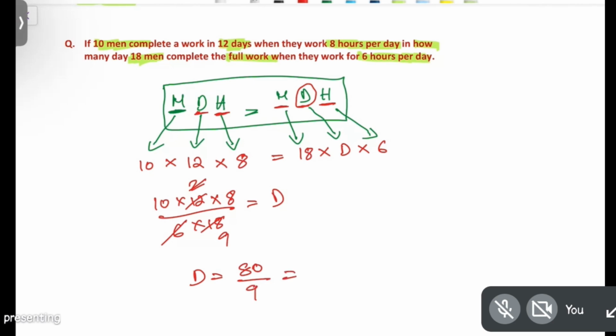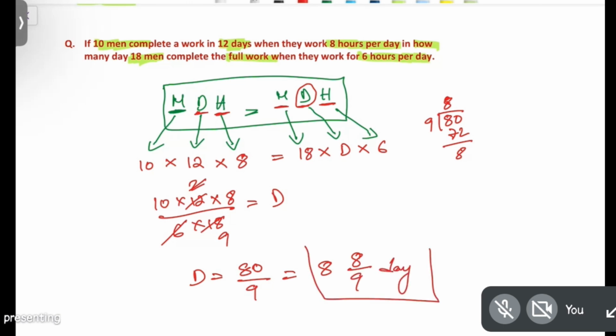So if it's 80 divided by 9, then how much will it be? I need to make it a mixed fraction. 80 divided by 9. 9 8s are 72, which is 8. So which means 8 days, 8 by 9 days. So this is the answer.